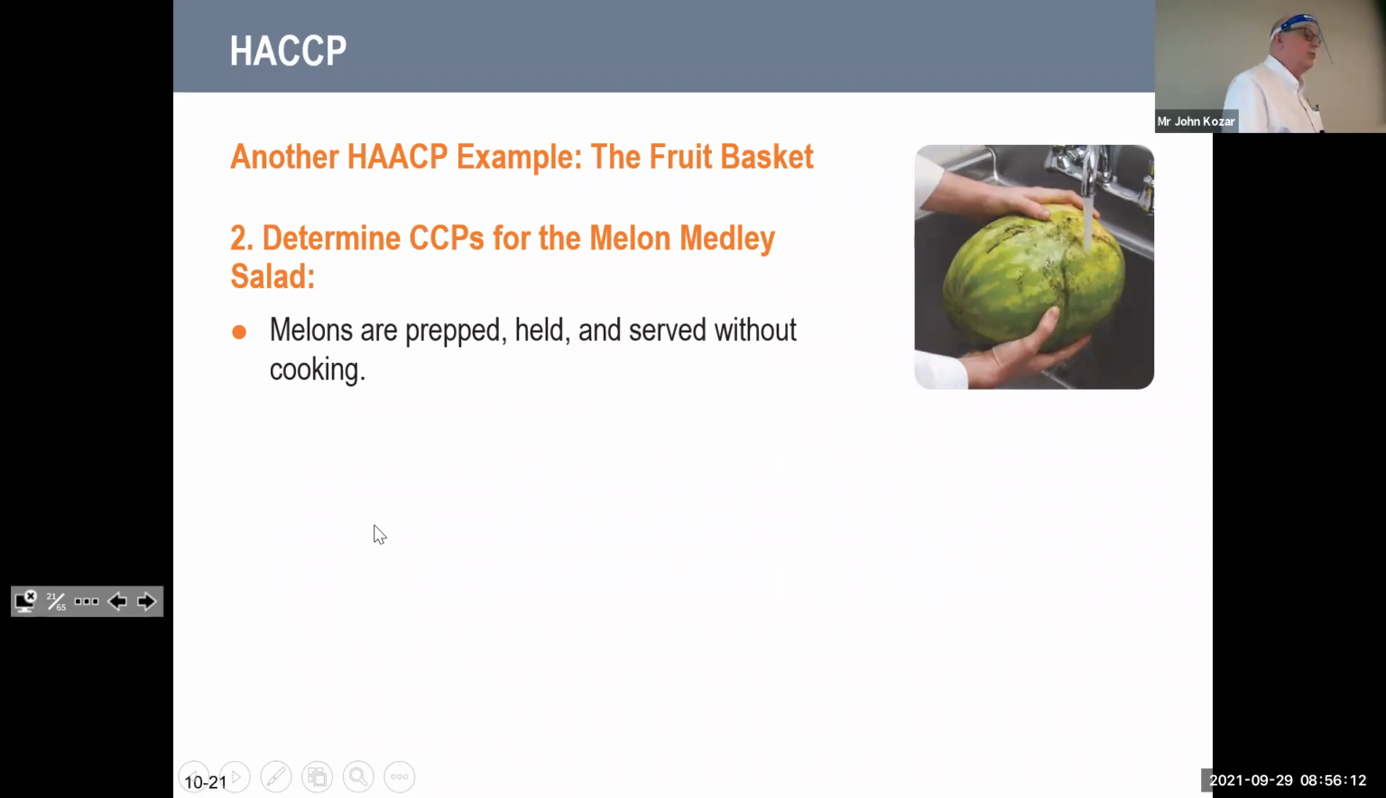So the critical control point, melons are prepped, held, and served without cooking. So once we cut into them, then we have to start treating them as a TCS food. The whole melons can be stored at room temperature, but once you cut them and you're going to be holding them, they've got to be kept at a cold temperature. So preparation and holding are going to be the critical control points.